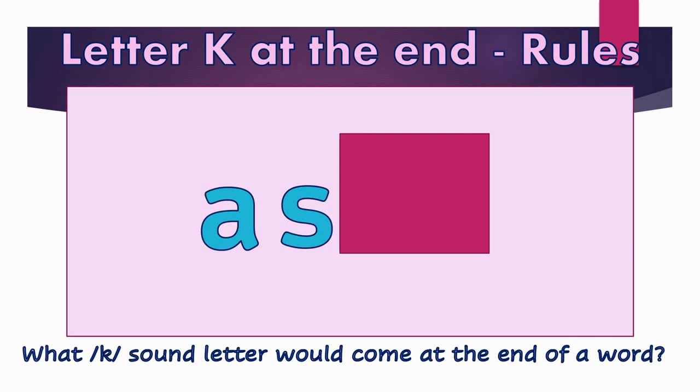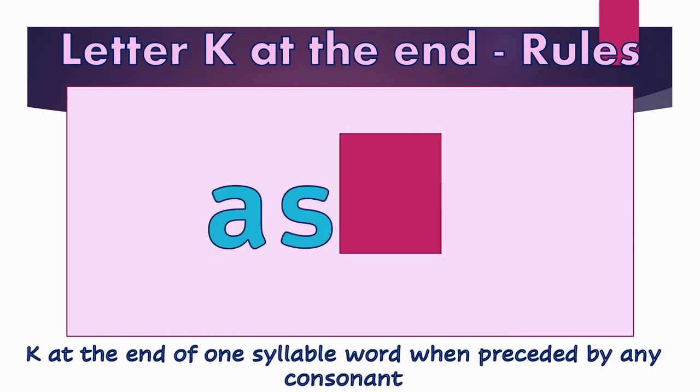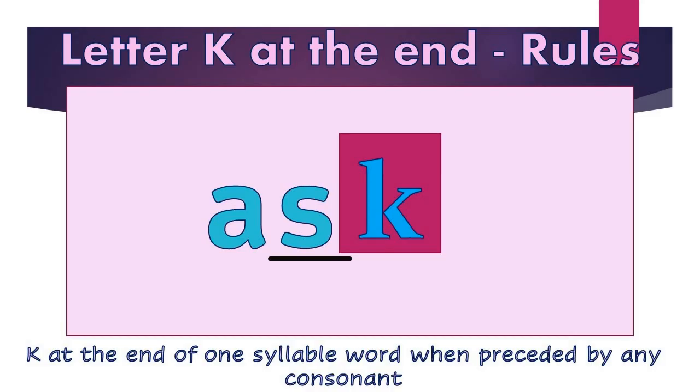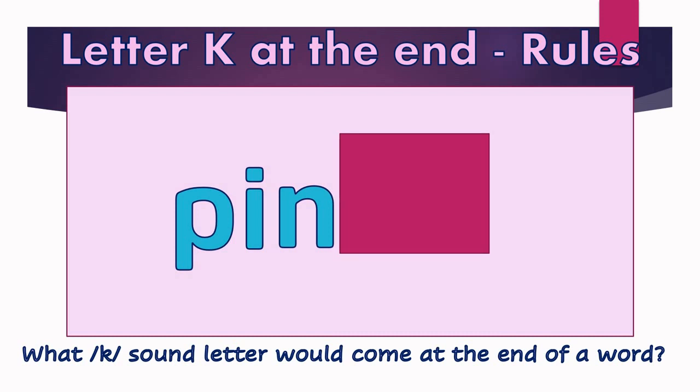Now let's check the rules of K letter at the end of a word. Letter K comes at the end of a word if the word has one syllable. Okay? Let's see what a one syllable word is. So place your hand below your jaw and say a word. Let's take ask. Say the word ask. How many times did you feel your jaw drop? One time means ask has one syllable. So place K at the end. Let's take another example. Pink.